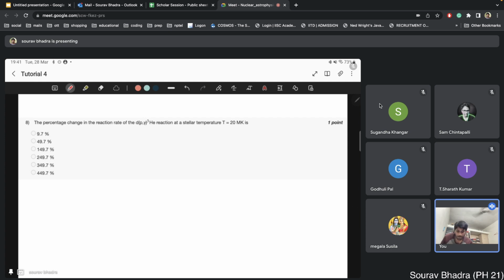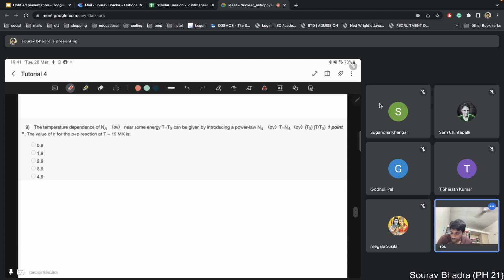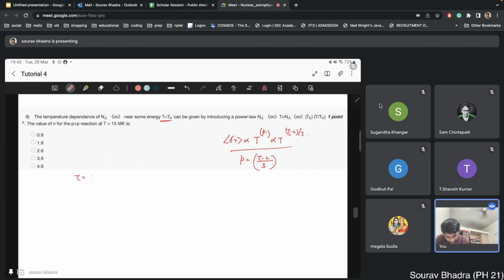So okay, before number 8 I will go to number 9. It is a direct problem. It is given that the temperature dependence of Na sigma v near some energy T equals T0 can be given by introducing a power law. That means sigma v is proportional to temperature to the power of the power law index. Right now I just put it like this. So your power law index is actually tau minus 2 by 3. If you can calculate the tau for that particular reaction, you can say how the dependency on the temperature is there. So that we will do. It is a direct problem.